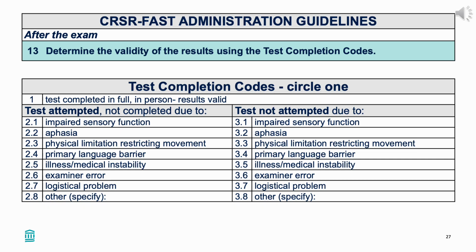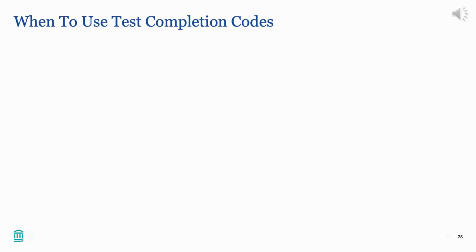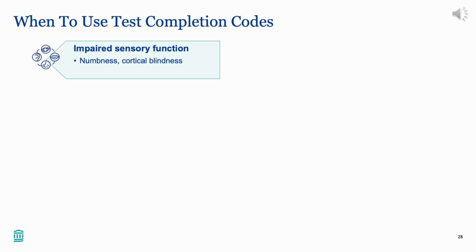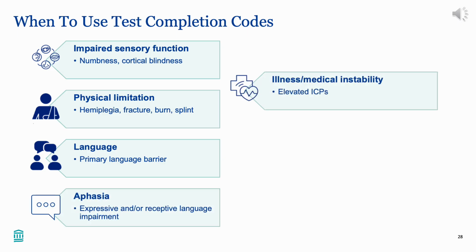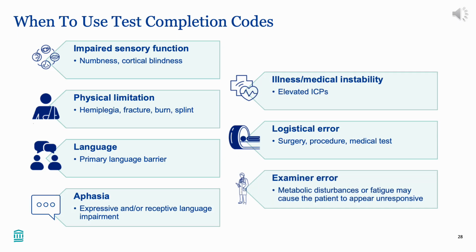By carefully documenting these circumstances and selecting the right test completion code, the examiner helps ensure that the assessment results are transparent and meaningful. This process not only supports accurate clinical decision-making, but also helps anyone reviewing the results understand exactly what happened during the assessment. A test may be attempted but not completed, or it may not be attempted at all for various reasons. This slide summarizes some of the most commonly documented test completion codes.